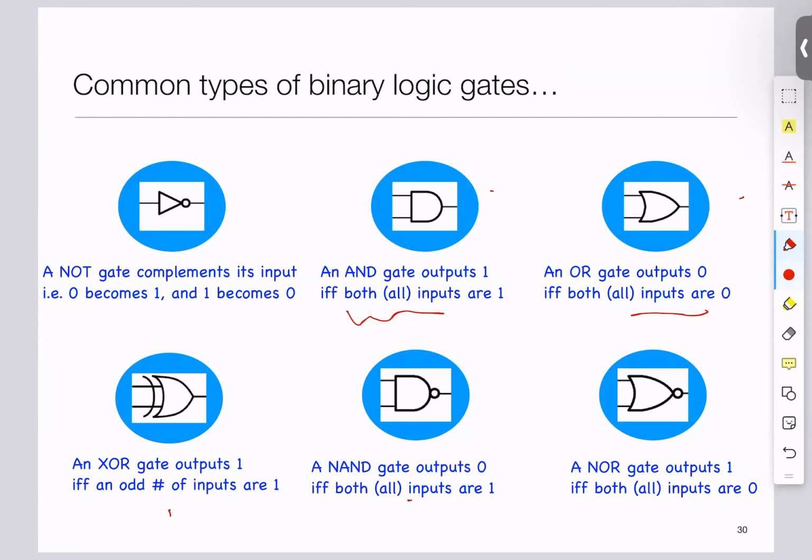NAND is AND with this bubble at the output. The bubble, borrowing from NOT, is referred to as an inverting thing. So it's basically an AND gate followed by an inverter, a NOT. A NAND gate outputs 0 if both the inputs are 1, otherwise it outputs a 1. And then NOR is basically an OR gate with an inverter at the output. And likewise, there is an XNOR, which is an XOR gate with an inverter at the output.